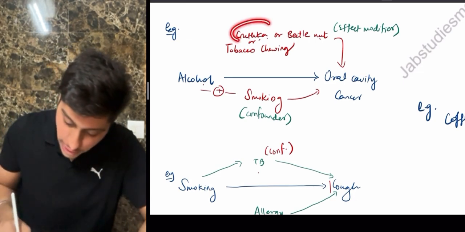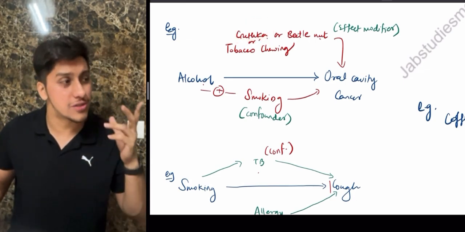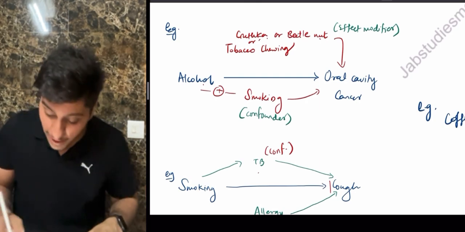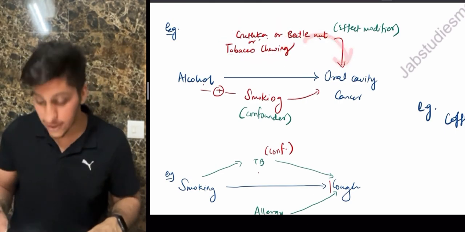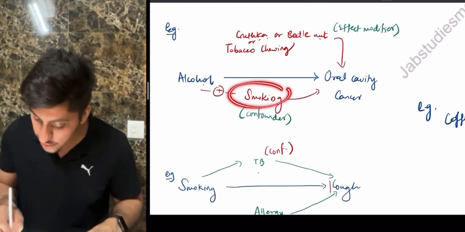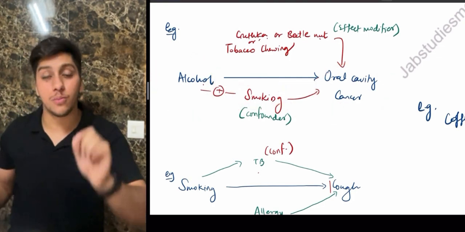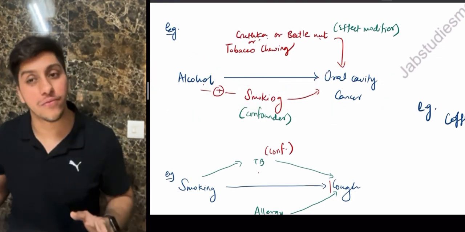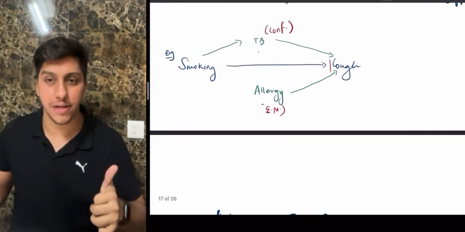Now, who has this tobacco chewing or gutka chabata hai? Have you ever seen a person who is consuming alcohol and also eating tobacco at the same time? No. But tobacco chewing and gutka can also cause oral cancer. Yes. So this is only related to the outcome, while smoking is related to both oral cavity cancer as well as alcohol. So in this case, smoking is the confounder and gutka or tobacco chewing is going to be your effect modifier.